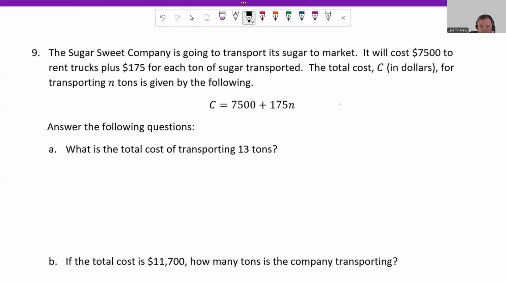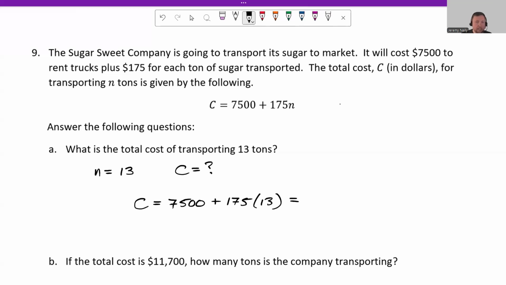So n is tons. So this is telling us that n is 13. The other contextual clue here is what is the total cost? In other words, they're asking what's the C value. So now we can use this equation that represents a function, and we just plug in 13 for n, and then it just turns into an arithmetic problem. We just have to calculate something.